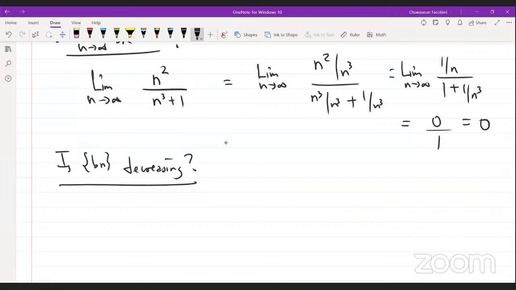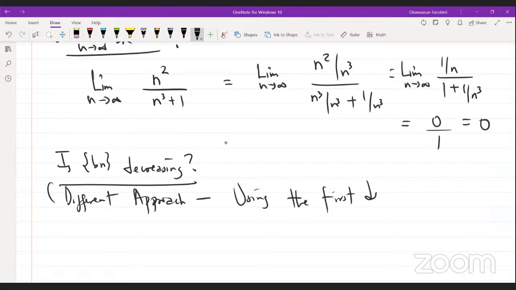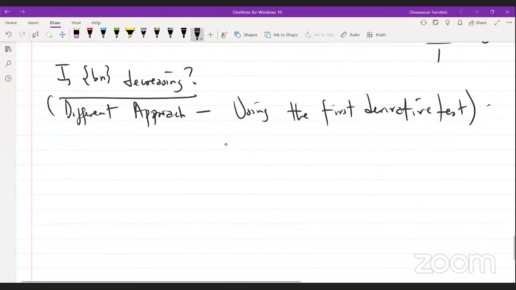Right now, I really want to teach you another approach. So let me just put a different approach in parentheses. Now we're using the first derivative test. So what do we do? Got to see what we do. So this is what we do, guys.